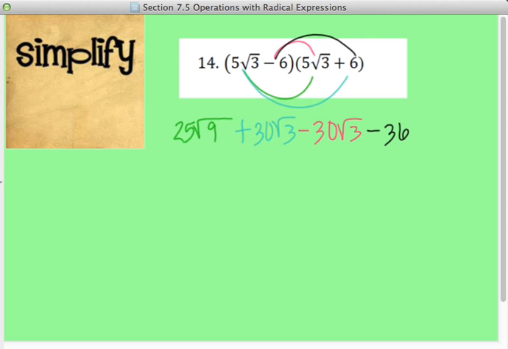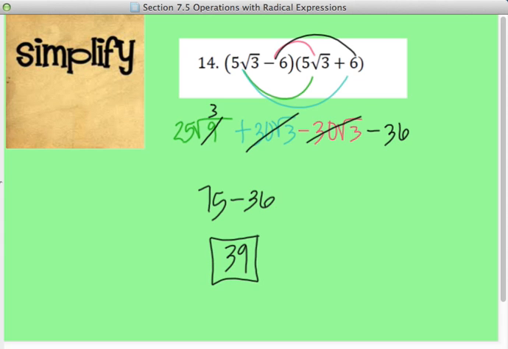Okay, so if I simplify, the square root of 9 is 3, so I would have 25 times 3, which is 75. These will cancel, and then I would have 75 minus 36. If I do that, I get 39. Okay. One thing I want you to notice is we got a numerical value. So let's look at the original problem. You should look at this for a second, and what do you guys notice? They're exactly the same, other than one has a negative and one has a positive.